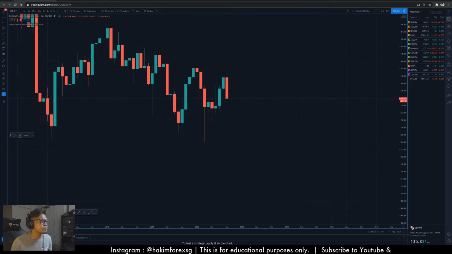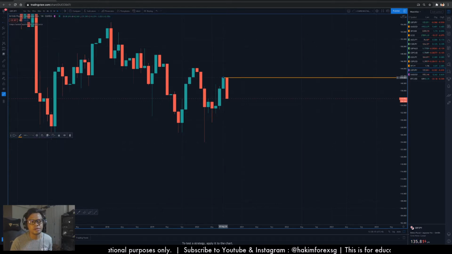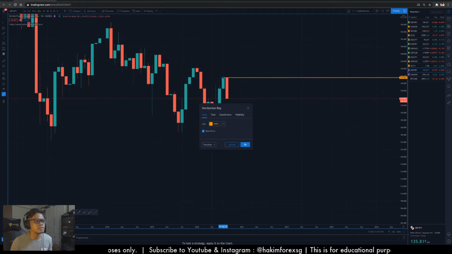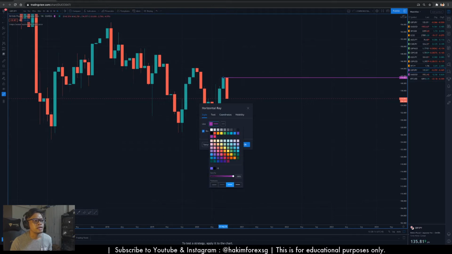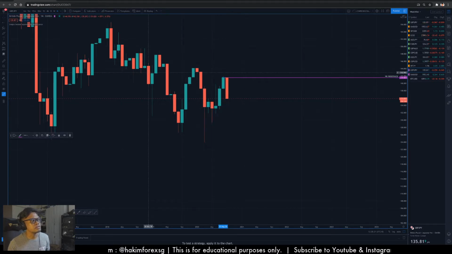So what do you do with the month? Drawing zones or support and resistance, right? So the last reaction is here, 141527. Usually I'm going to put a purple color here and just label it as MN resistance, right? Then when there is a resistance, there should be a support.